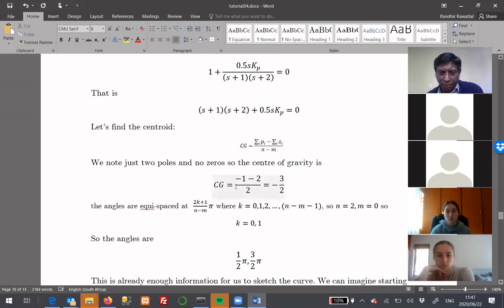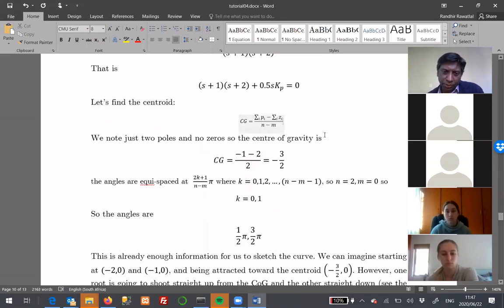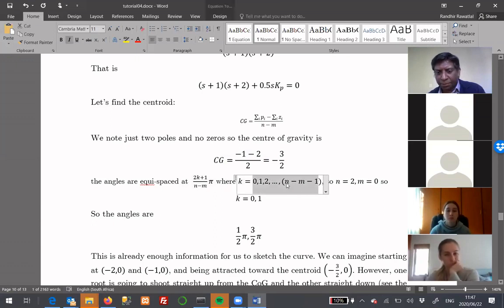So here we don't have any zeros. We've got the two poles. So you've got -1 and -2, and we've got n equals 2, so it's -3 over 2. So that's our center of gravity. And then the angles are spaced like this. It's 2k plus 1 over n minus m times pi. And we are looking at k values going up to n minus m minus 1.